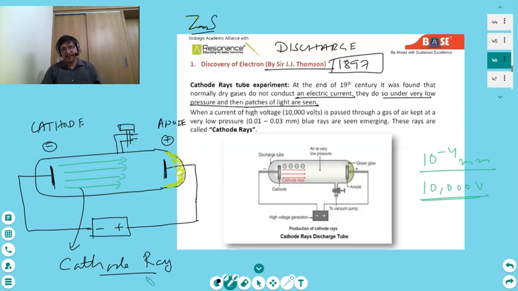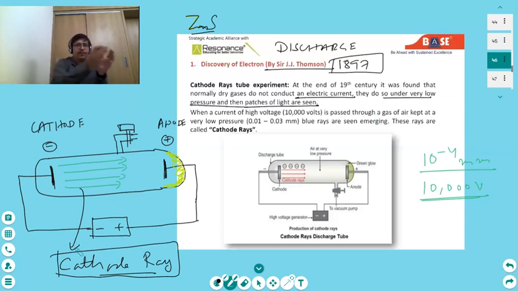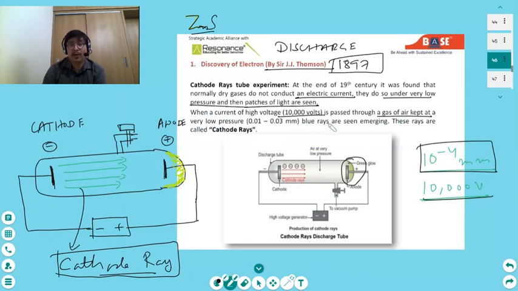And since cathode is negative, the cathode ray which is coming out will be negative, because generally human produces human, dogs produce dog, snake produces snake, lion produces lion. So cathode will produce cathode. Same concept was there. So when current was applied, cathode ray was seen moving towards this side, and a green glow was there. So this was an experiment at 10 to the power minus 4 and 10,000 volt. Okay. So when a current of 10,000 volt is passed through a gas or air kept at a very, very low pressure, 10 to the power minus 4 mm of mercury, blue rays were seen emerging. This is the ray color you need to understand. These rays are called cathode rays.